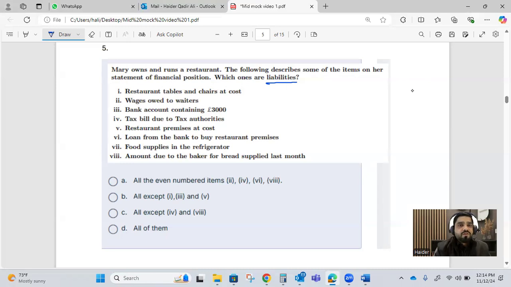Okay. Restaurant tables and chairs, that's an asset. Wages owed to waiter, that is a liability. Bank account containing 300, asset. Tax bill payable to authorities, sorry, this is a liability. Restaurant premises at cost, asset. Loan, liability. Food supplies is an asset. Amount due to the baker is a liability. It means if you see, all even numbers are liabilities. So that's the option given to us. This is the correct one.